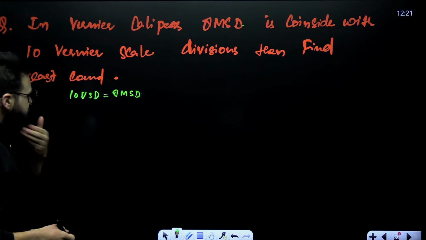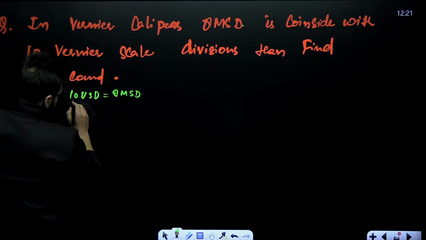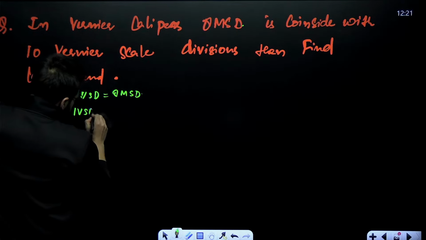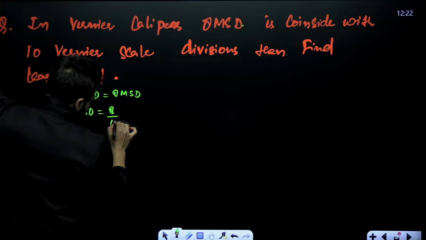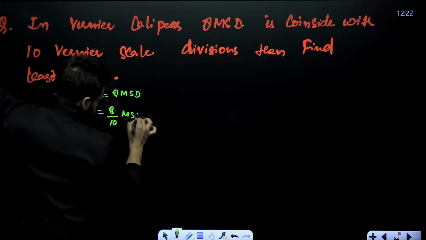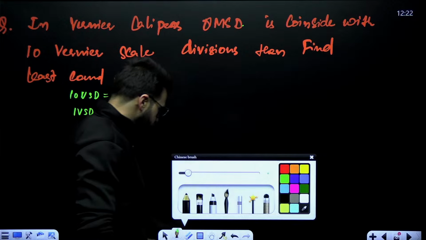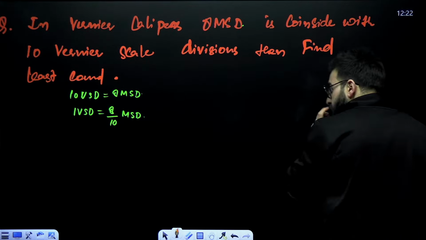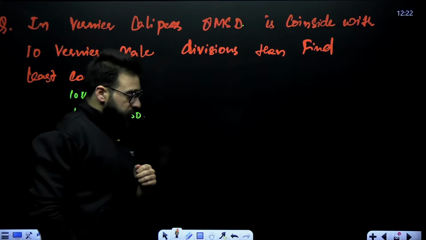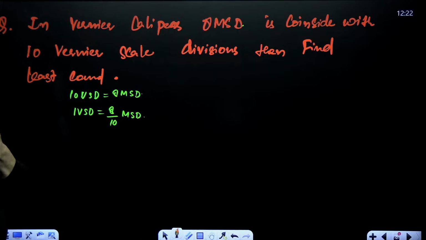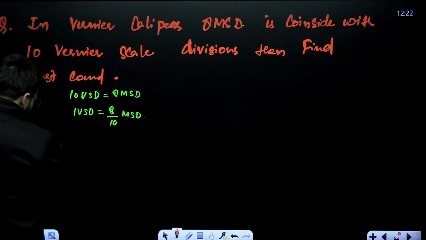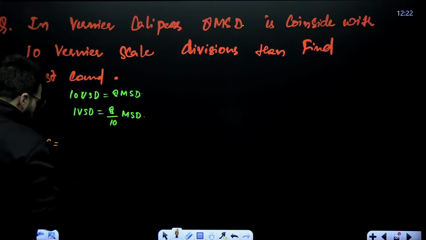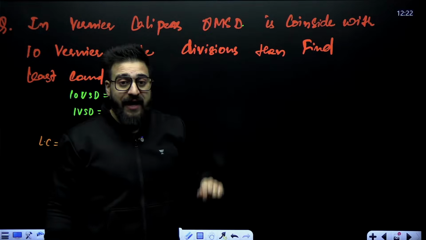Guys, tell me one thing. Can I say 1 VSD in this particular case will be 8 divided by 10 MSD? Yes, sir. This is 8 by 10 MSD. Now guys, if this is 8 by 10 MSD, could you please tell me what is the least count in case of vernier caliper? How do we find?